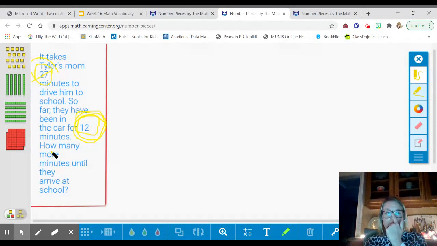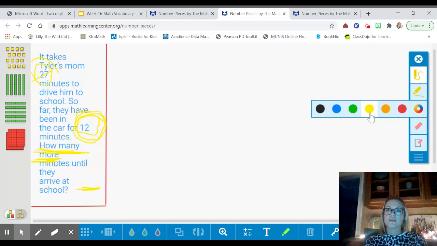How many more? Those are my keywords. How many more? That was also one of our vocabulary words. When you see how many more, you know you're going to subtract. And the first thing I'm going to do, boys and girls, is set my problem up. And we have talked about it, and we know which number, when you're subtracting, always goes on top. The biggest number, that's right.